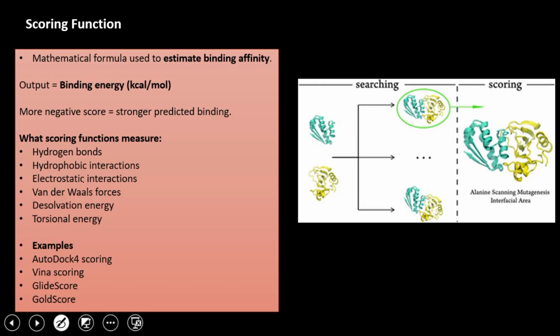Now scoring functions. What are scoring functions? Because we find the result in the form of a scoring value. And this scoring value is a mathematical formula that is used to estimate the binding affinity. We find the output result as a binding energy in kilocalorie per mole. The more negative the value, the stronger the prediction.